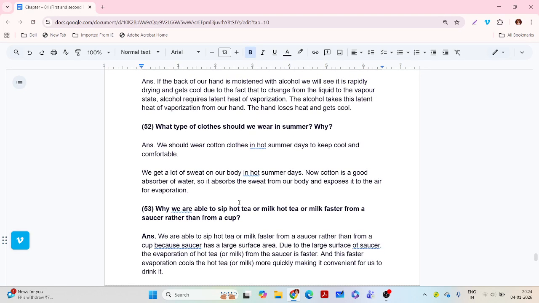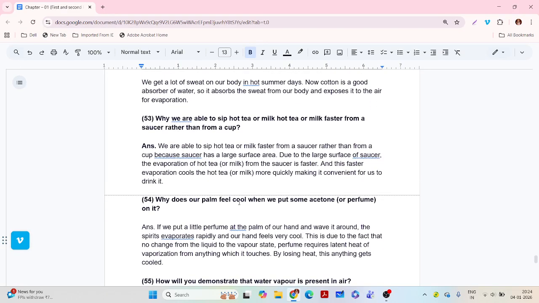Why are we able to sip hot tea or milk faster from a saucer rather than from a cup? It is because a saucer provides a larger surface area whereas a cup provides a smaller surface area. As we know, surface area increases the rate of evaporation. Larger surface area, larger heat of evaporation. Lower surface area, lower heat of evaporation. So that is why a saucer provides large surface area leading to a fast process of evaporation. That's why we can sip milk faster from a saucer.